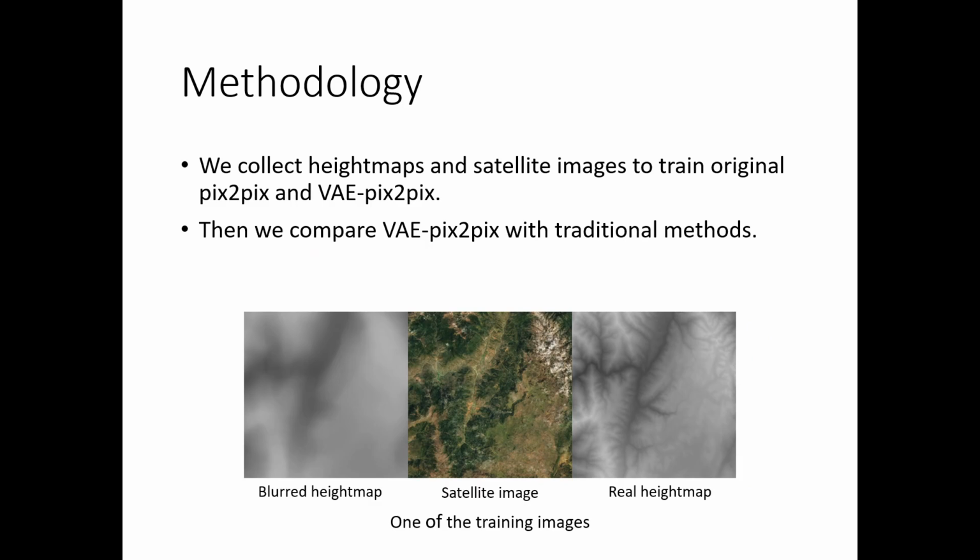So we collect height maps and satellite images to train our original pix2pix and VAE-pix2pix. Then we compare the difference between VAE-pix2pix and the traditional methods. And this is one of our training data. The left one is the blur height map, the middle one is the satellite image, and the right one is the real height map.